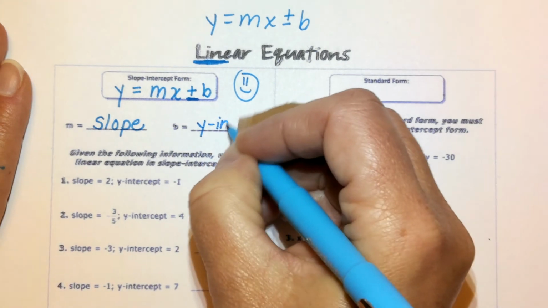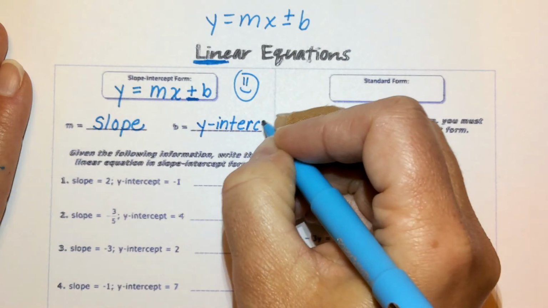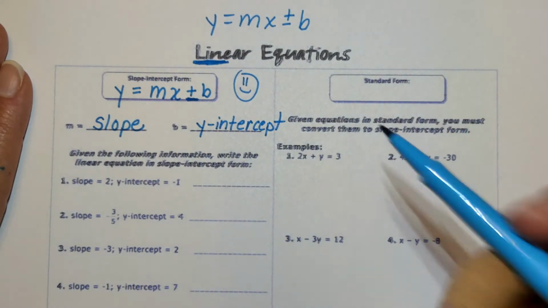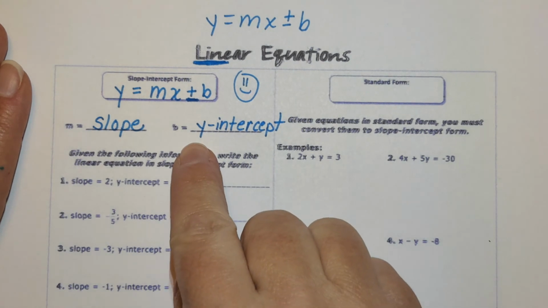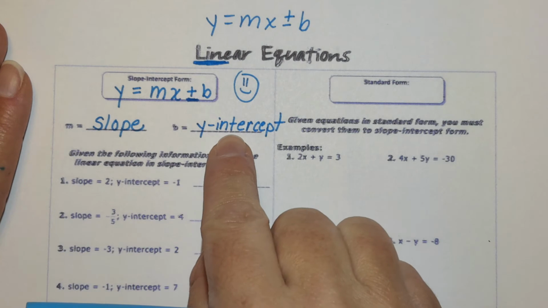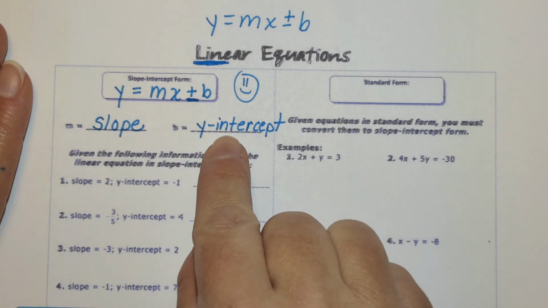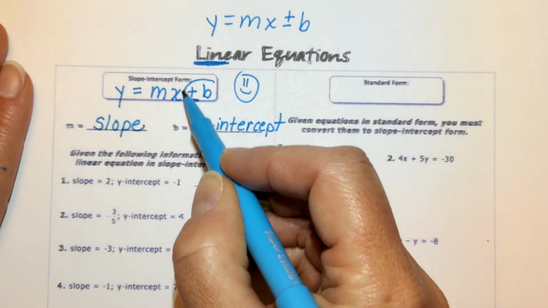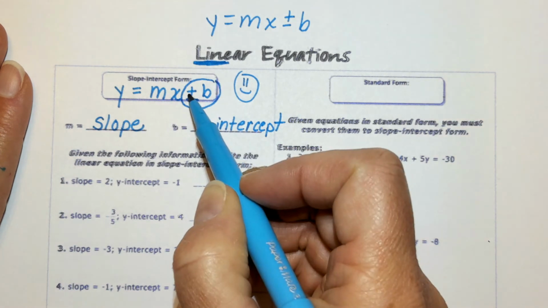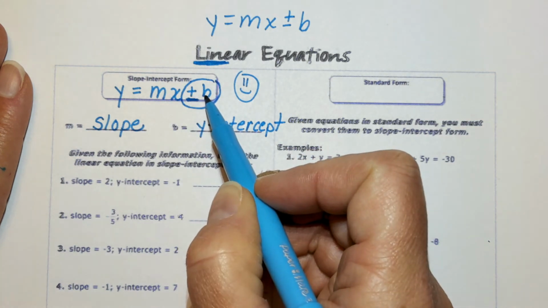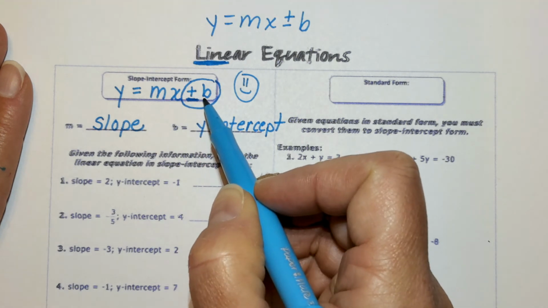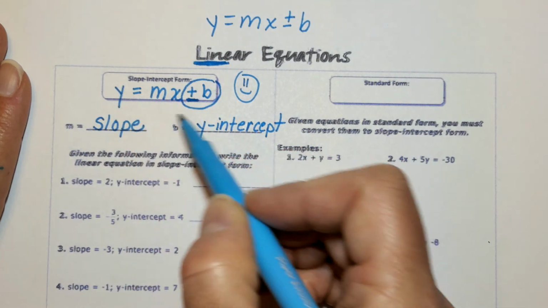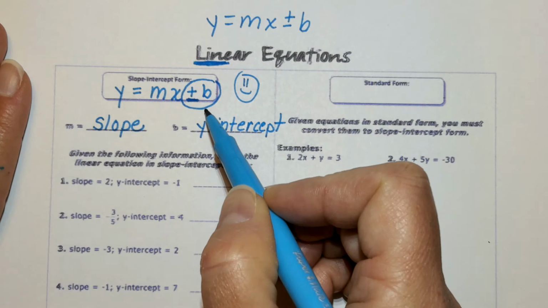Now, what about b? What does b represent? This plus or minus number. That represents the y-intercept. The y-intercept tells you the point at which this line crosses through the y-axis. And when you cross through something, that's called an intersection. So the y-intercept is represented by the letter b, and ultimately it's the number that's sitting out here at the end of our equation. And if it's a plus b, then it's a positive on the y-axis. And if it's a minus b, then it's a negative on the y-axis.